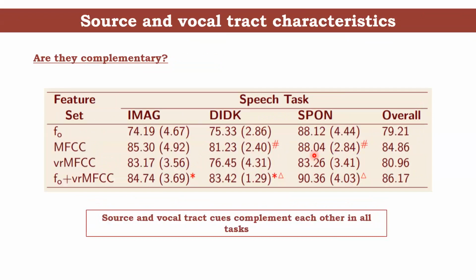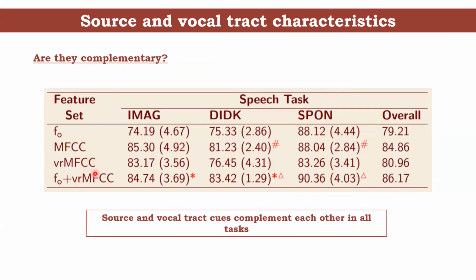Then we asked the question, well, are they complementary? First we did a comparison of MFCC and VRMFCC. Whichever is significantly different, we mark with a hash. Here there is no significant difference. Here it is. So for the spontaneous and DIDK tasks, MFCC was better than VRMFCC. So it says that the presence of pitch information, which is there in MFCC but not in VRMFCC, is actually useful.